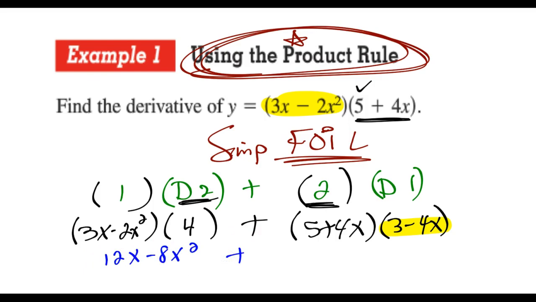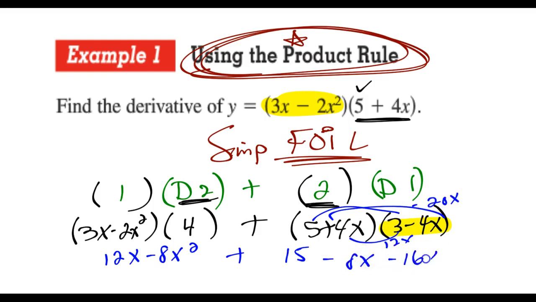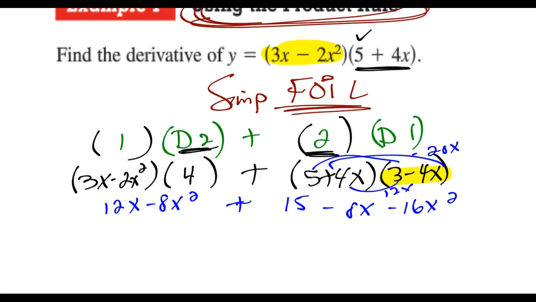And then over here, we need to FOIL: first terms, outer terms, inner terms, last terms. So the outer terms is negative 20x. The inner terms is 12x, for a negative 8x. And the last terms is negative 16x squared. So combining and putting the answers in descending form, I'll get negative 24x squared plus 4x plus 15.